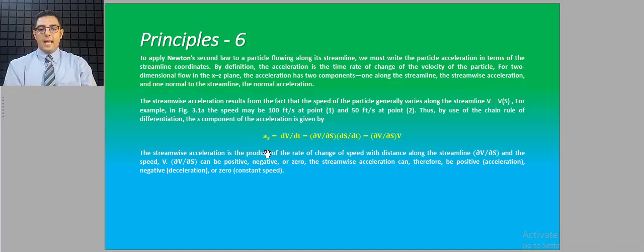So we have a as dv over dt, which is equal to ∂v/∂s multiplied by ds over dt. ds over dt itself is the concept of the velocity. So based on this equation, the streamwise acceleration is the product of the rate of change of the speed with the distance along the streamline. This term here could be either positive, zero, or negative. So as a result, we have positive, zero, as well as negative acceleration.